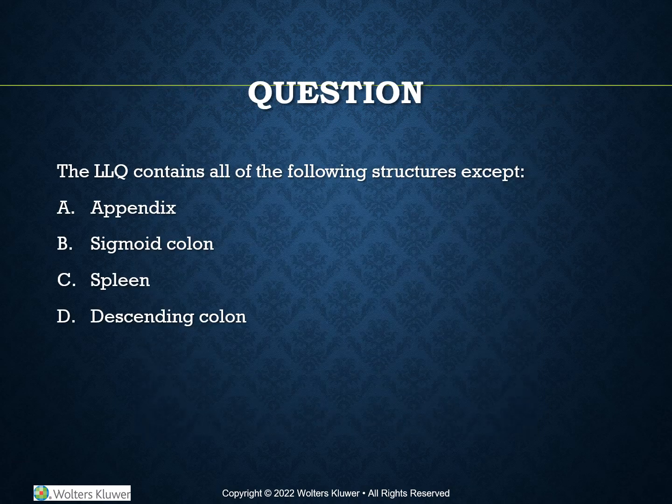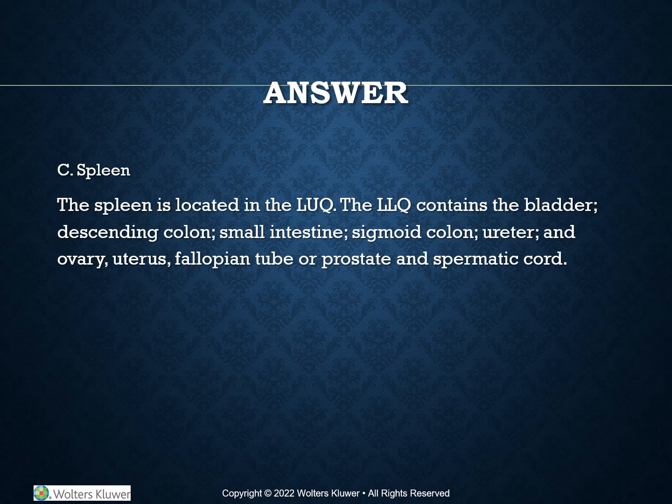This question asks, the left lower quadrant contains all the following structures except A. Appendix, B. Sigmoid colon, C. Spleen, or D. Descending colon. The answer is C. Spleen. The spleen is located in the left upper quadrant. The left lower quadrant contains the descending colon and sigmoid colon. The appendix is located in the right lower quadrant.